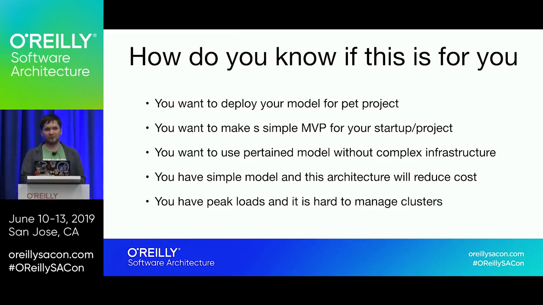If you just want to use some pre-trained model with easy infrastructure, so you don't want to care about it and want to move your startup domain name from .com to .ai, that's basically the best way. And if you have a simple model, then this architecture will also help you, so you deploy something once and you don't have to care about it. And finally, if you have extremely high peak loads, then it would help you to handle it.